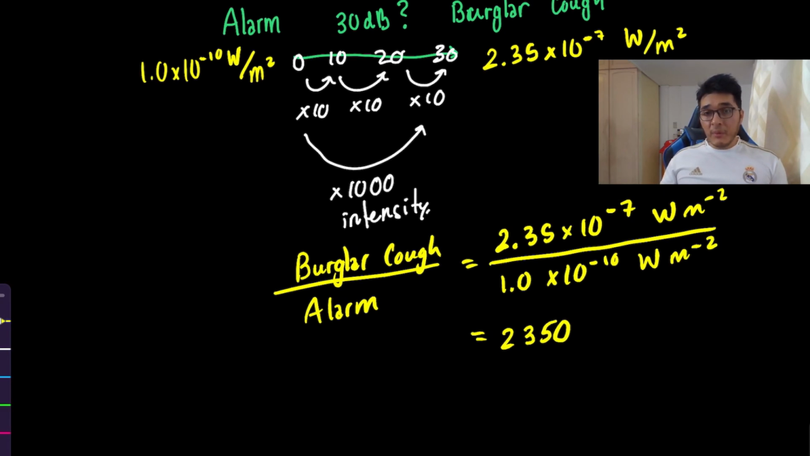So what was our requirement? That it needed to be at least 1,000 times, but here we got it 2,350 times greater. So in this case, it will get detected per burglar. Yikes. So it gets detected.